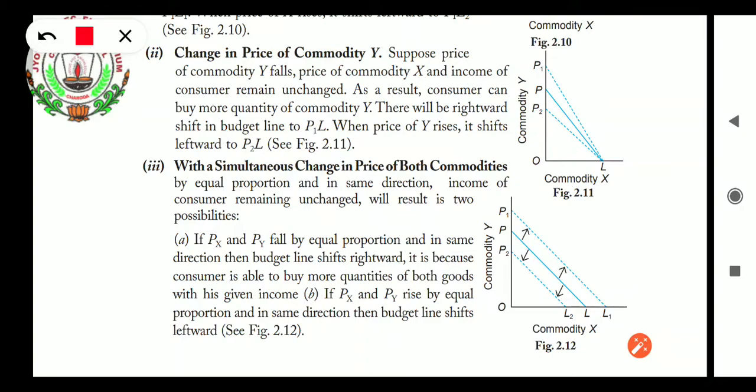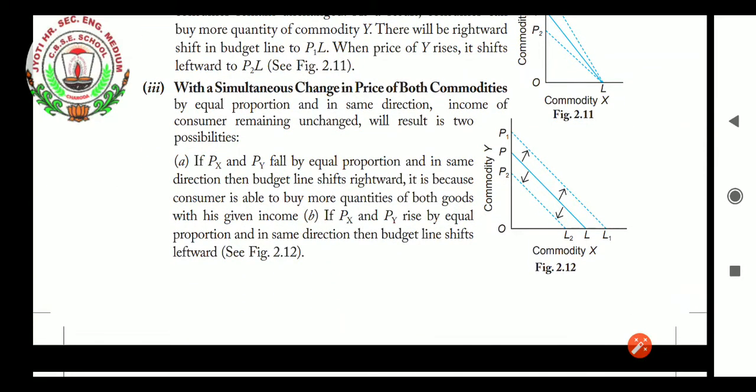And suppose the price of commodity Y increases, from 20 to 25, definitely purchases of commodity Y will go down. So here the graph will come down from P to P2. So with a simultaneous change in price of both commodities, by equal proportion and in the same direction, with the income of the consumer remaining unchanged, there will be two possibilities.